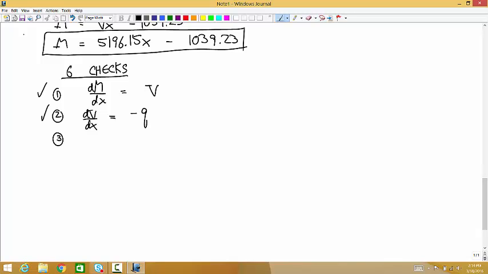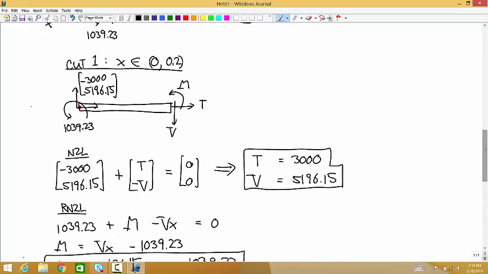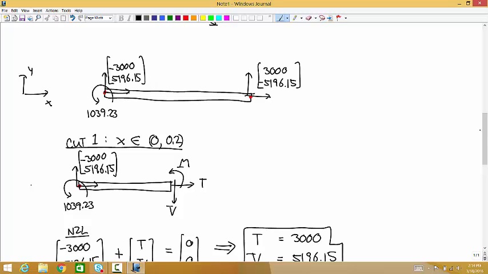Third, the tension at the endpoints. Is there a horizontal point force at the left endpoint? Yes. At the right endpoint? Yes. So tension needs to be non-zero at both endpoints, and that's what we got.